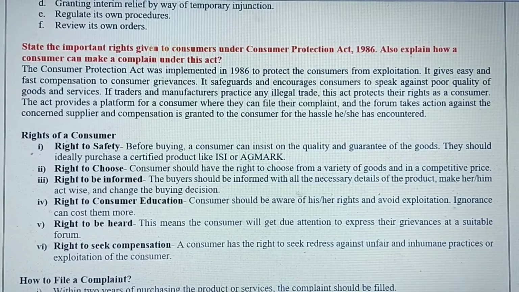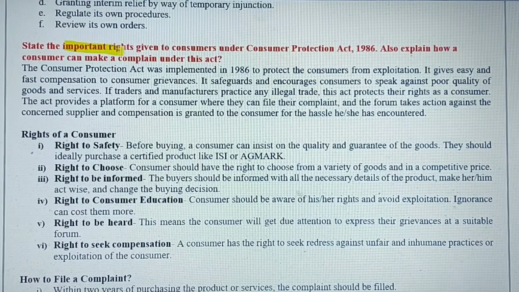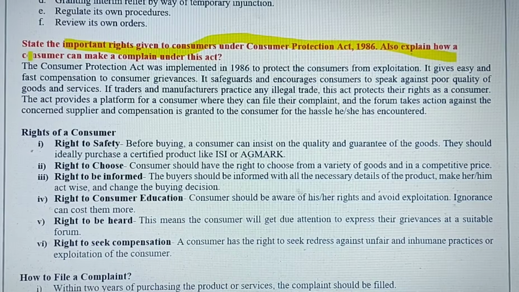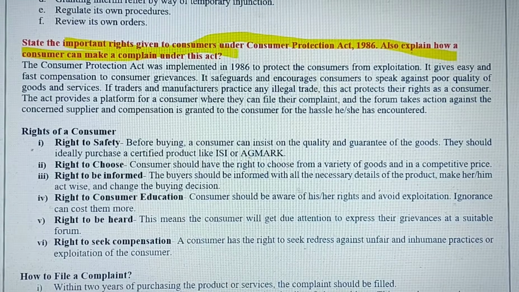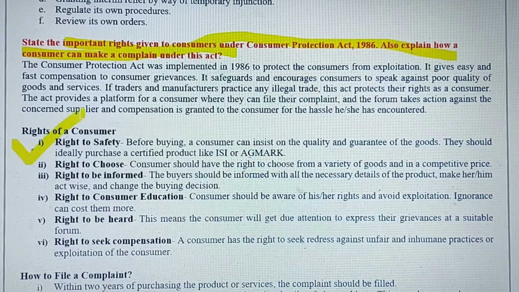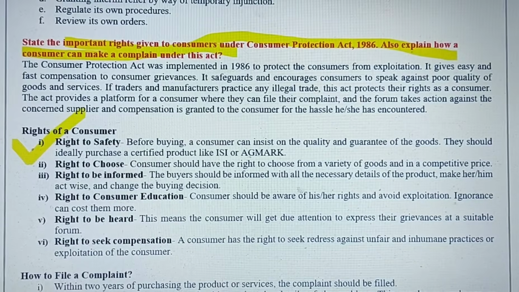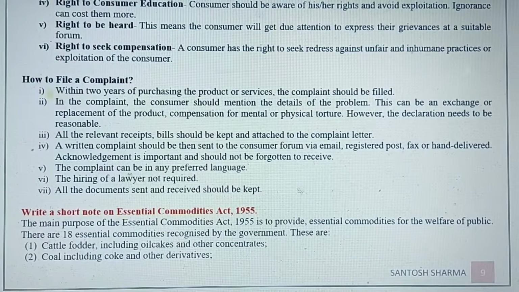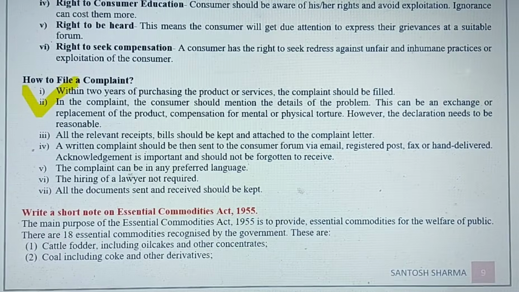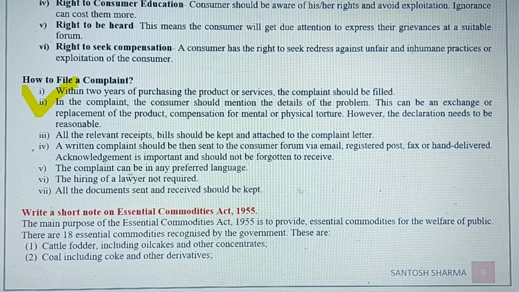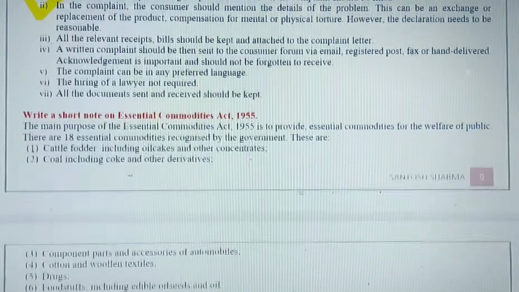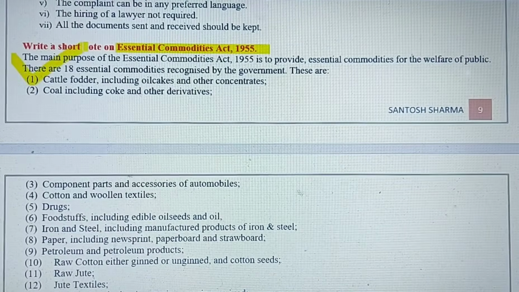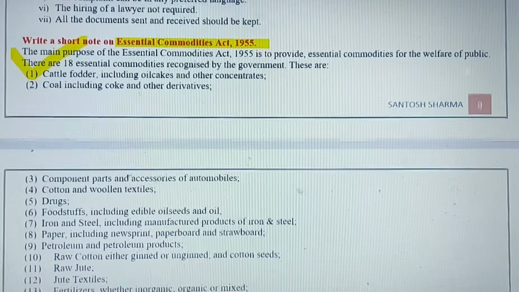Fine. The next important question: state the important rights given under the Consumer Protection Act 1986 and explain how a consumer can make a complaint under this act. So these are the 6 important rights given to consumers according to this act. And this is the process how a consumer can file a complaint in the consumer courts if he gets exploited. Okay. One short note on Essential Commodities Act 1955. So this question is also very important.